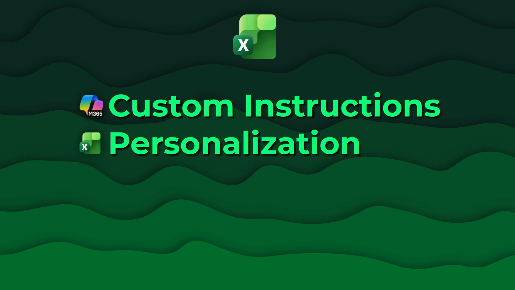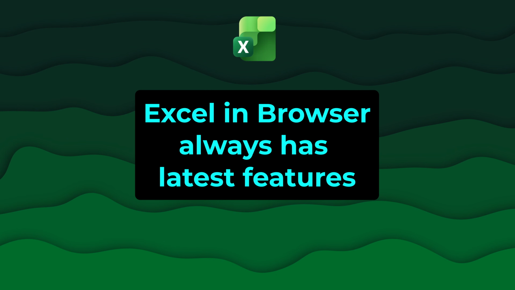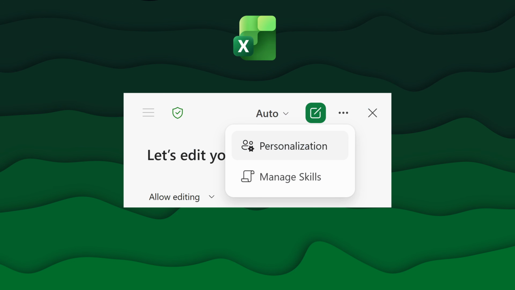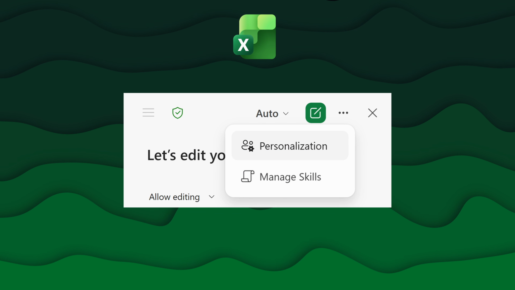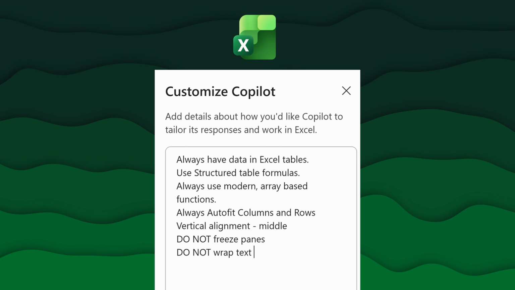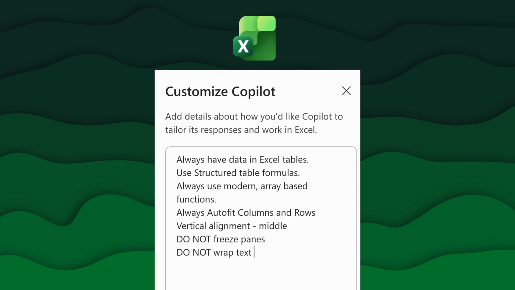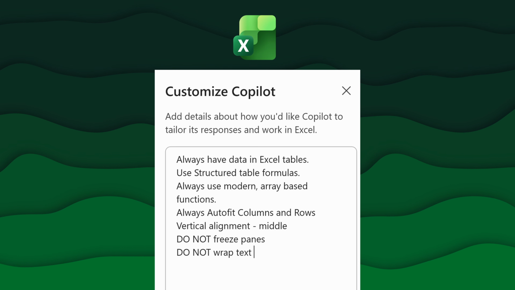Then at Excel level, we have another personalization option. Open Excel and go to Copilot. It's better if you open Excel on browser. That way you get all the new features. Click on the three dots and choose personalization. Here you can mention all the preferences and instructions which Copilot in Excel will use across all Excel related activities.